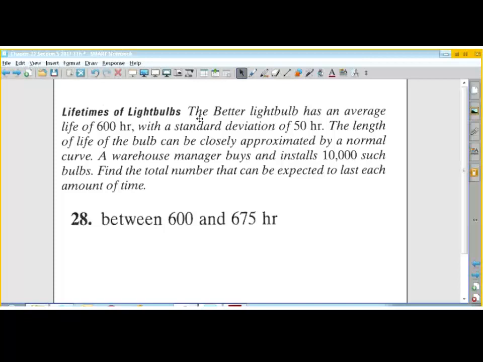There's a light bulb company which has a light bulb which averages 600 hours. So this is not an LED or a compact fluorescent. It has an average life of 600 hours with a standard deviation of 50 hours. So the mean is 600, the standard deviation is 50. The length of life of the bulb can be closely approximated by a normal curve. A warehouse manager buys and installs 10,000 such bulbs. Find the total number that can be expected to last each amount of time.